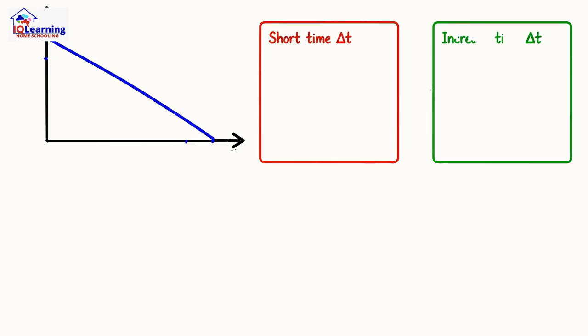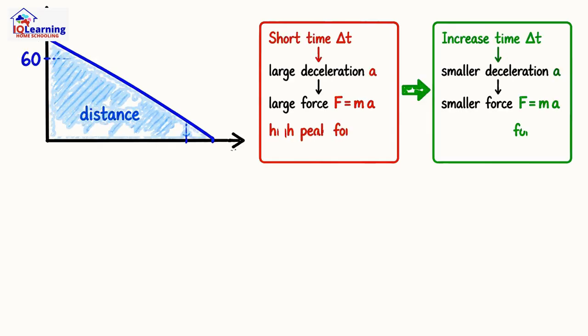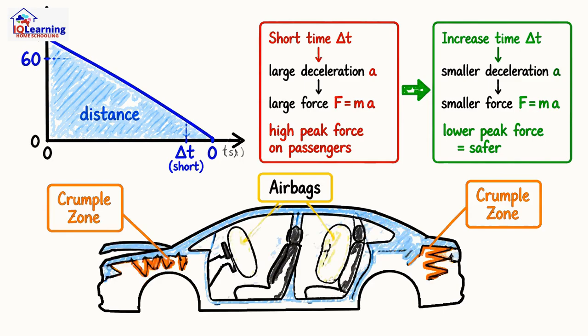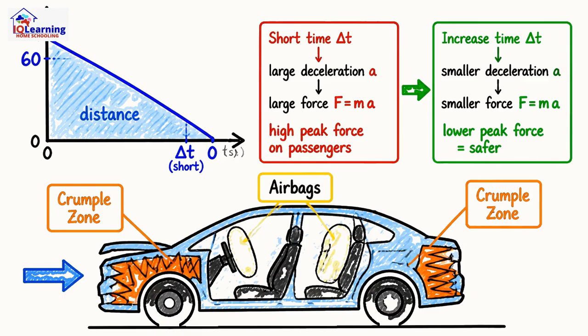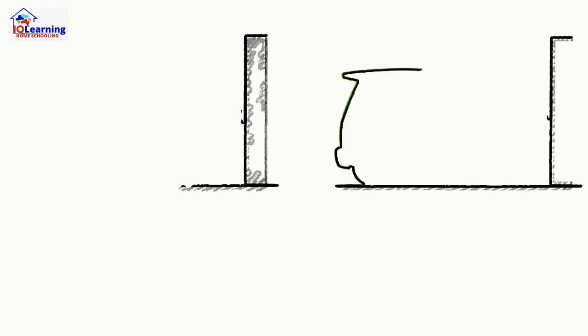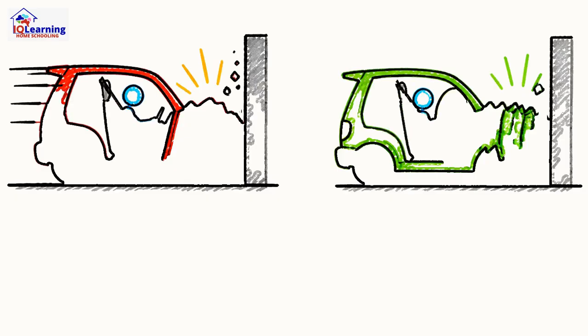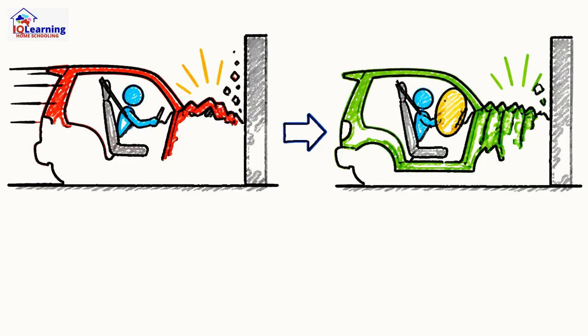Consider a car crash. Your body goes from a high speed to zero in a fraction of a second. That's extreme deceleration, creating massive, deadly forces. Car engineers can't change the fact that you have to stop, but they can change how long it takes. This is where crumple zones and airbags come in.